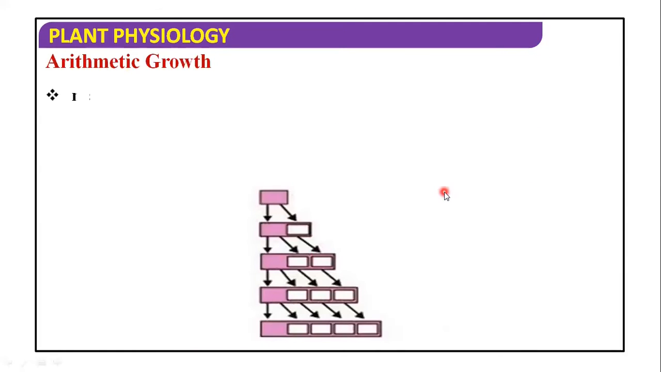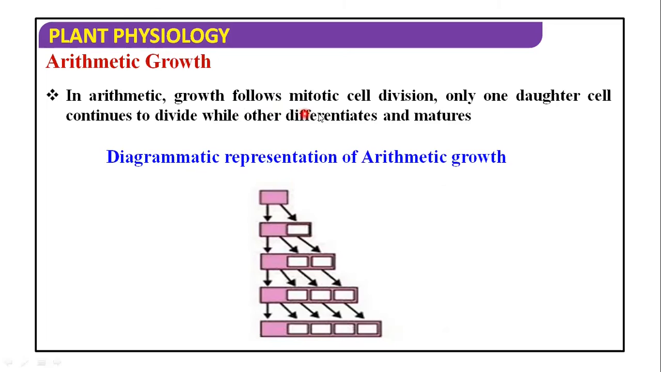Now, what is meant by arithmetic growth? In arithmetic growth, cells divide by mitotic cell division. Only one daughter cell continues to divide while the other differentiates and matures. This is shown diagrammatically: only one goes on to divide, the other differentiates and matures.